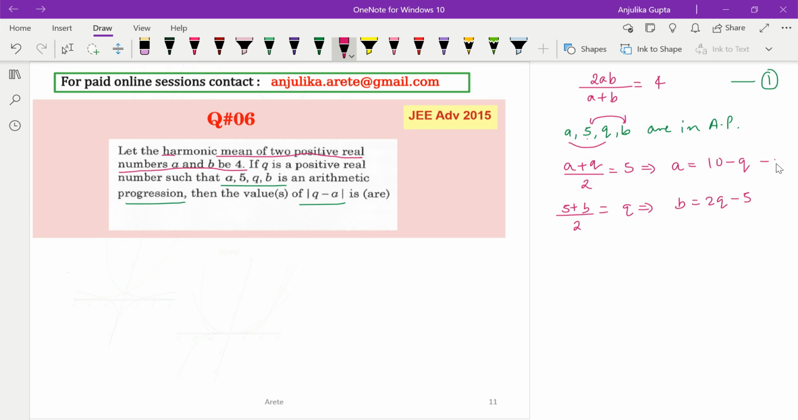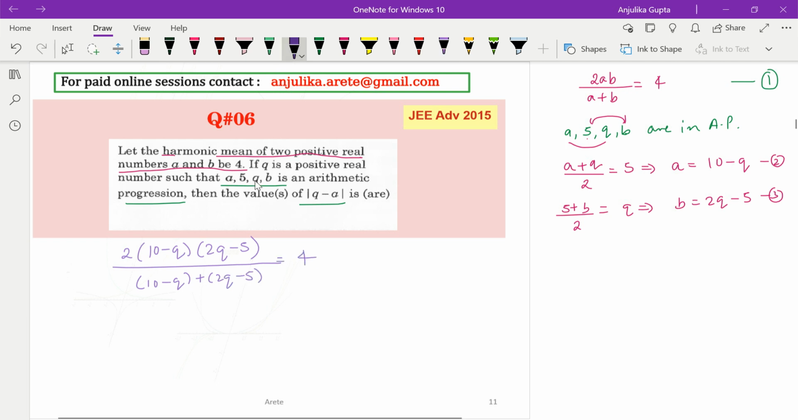Now I can use these two equations, 1 and 2, and plug them into equation 1. Let's see what we get. So 2 times ab. Now what is my a? 10 minus q. And what is my b? 2q minus 5. Divided by a plus b, and that is equal to 4. Now you are going to get a quadratic equation which you need to solve. As simple as that. So let's cancel this out and try to form a quadratic equation.